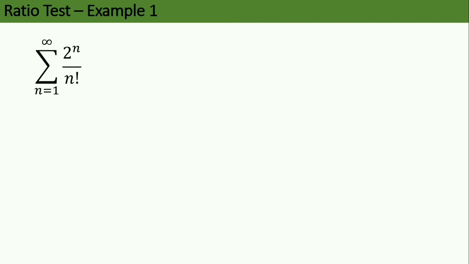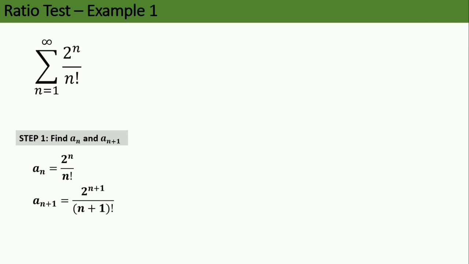So, our example A is the infinite sum of 2 to the power of n all over n factorial as n is equal to 1. Step 1: find a sub n and a sub n plus 1. So in our a sub n, just copy the original sequence, which is 2 to the power of n all over n factorial. And our a sub n plus 1 is just adding 1 in every n. So our a sub n plus 1 is equal to 2 to the power of n plus 1 all over n plus 1 factorial.